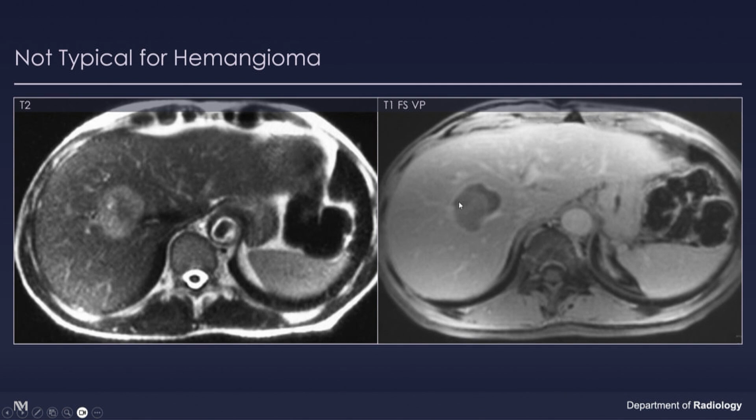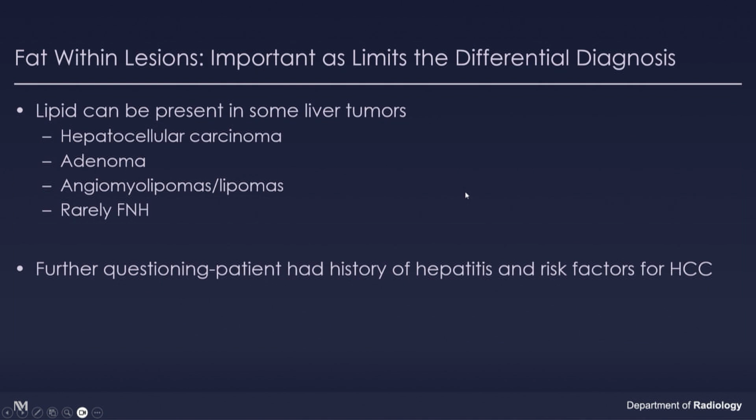The presence of fat, which is your friend, helps you make the diagnosis, and this is an HCC. So again, fat is important. It limits your differential. In my opinion, it limits it mainly to HCC versus adenoma, depending on the patient population. Certainly, you can have angiomyolipomas or lipomas, but that's often macroscopic fat. It's been said that FNHs can have fat, and that's true, but in my experience, usually the rest of the liver often has fat. So again, upon further questioning, that's when you use your demographics. This patient had a history of hepatitis and risk factors for HCC, so you have to start considering HCC.